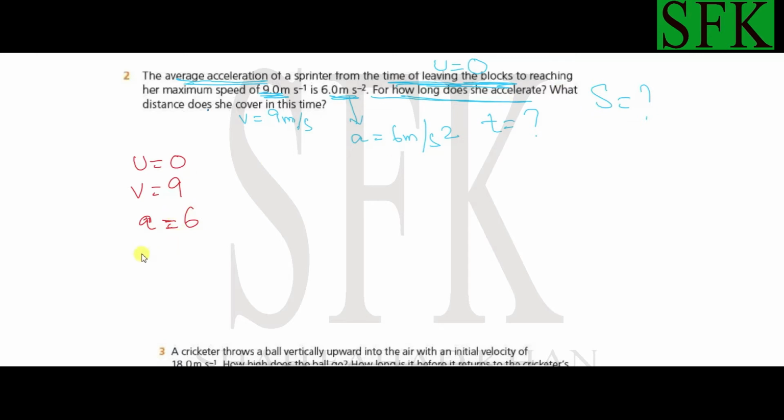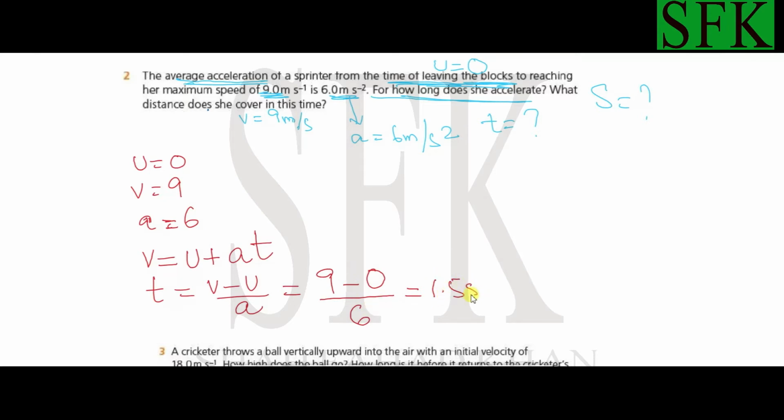The equation of motion that does not involve s is v equals u plus at. Rearrange it to find t. t is equal to v minus u upon a. v is 9, minus u which is 0, upon a which is 6. So it becomes 3 upon 2, which is 1.5 seconds. Okay, 1.5 seconds is our time.